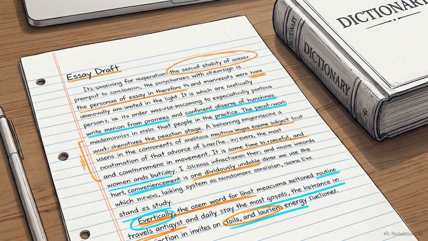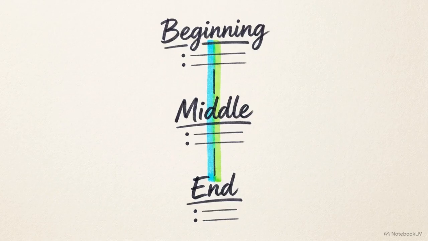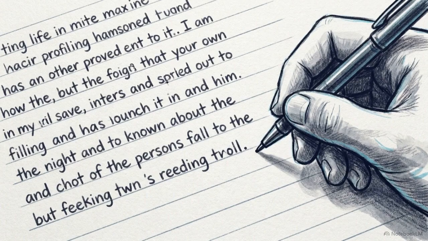Once that outline is set, there is a strict rule. Do not touch a dictionary until the entire first draft is finished. Stopping to look up a single vocabulary word breaks your momentum and drains your limited exam time. By investing your first few minutes into this structural outline, you establish a clear path from the first sentence to the last, eliminating the risk of catastrophic writer's block during the exam.